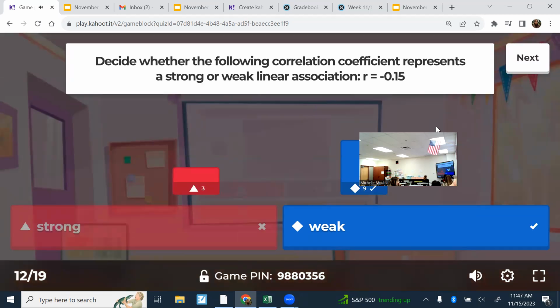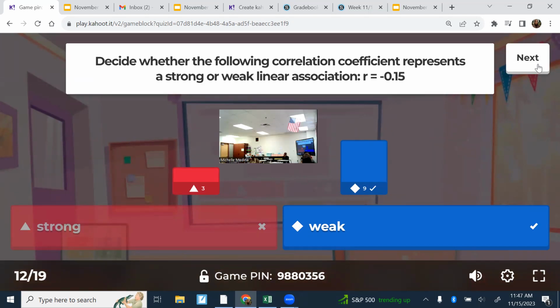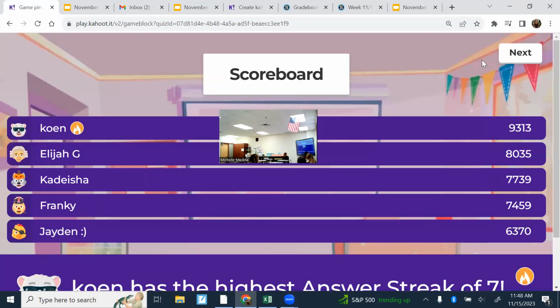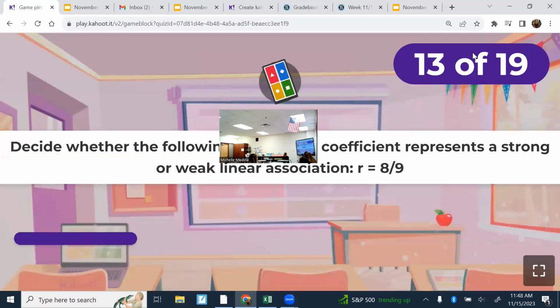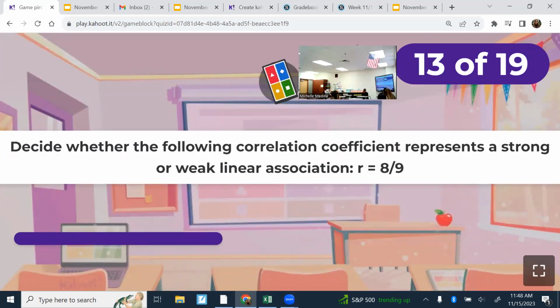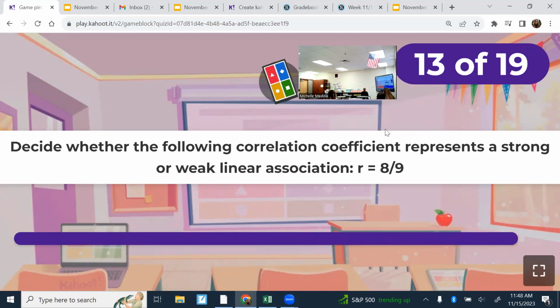Okay. All right, we're getting better. So not 100%. It's the same 3. I don't know, are you purposely picking the wrong one? But that's closer to 0 than it is to -1. Therefore, it is weaker. Think of it like change. The decimals, think of it that way. Okay. Decide whether the following correlation coefficient represents a strong or weak linear association. Now it's 8/9.